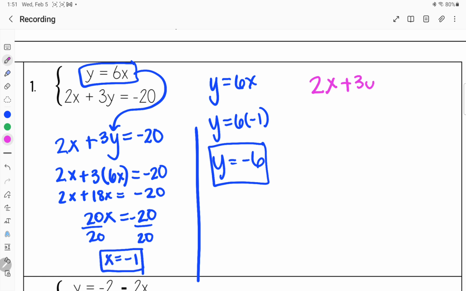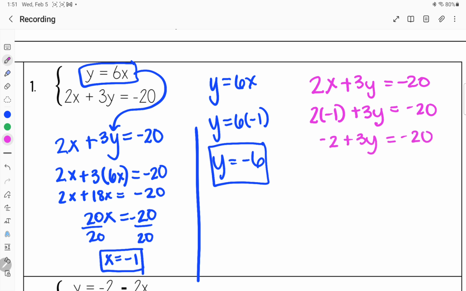2x plus 3y equals -20. Okay, I'm going to replace x with -1 because I told you x is -1. So this would be 2 times -1 plus 3y equals -20. Now I have -2 plus 3y equals -20.